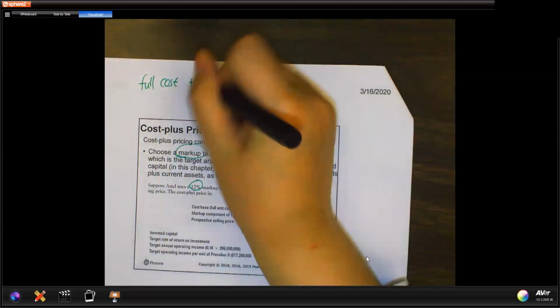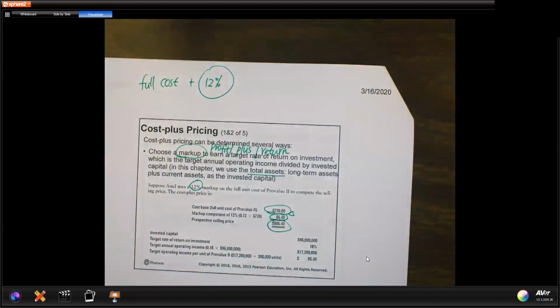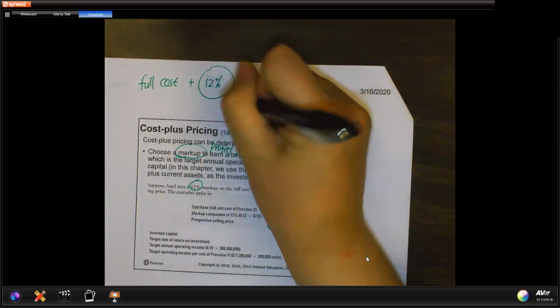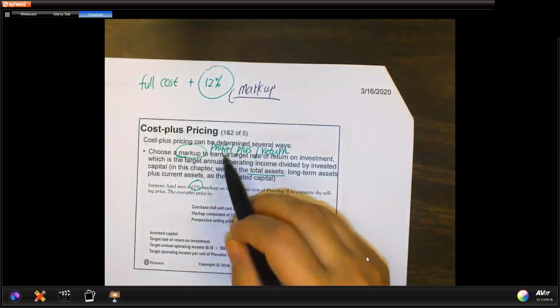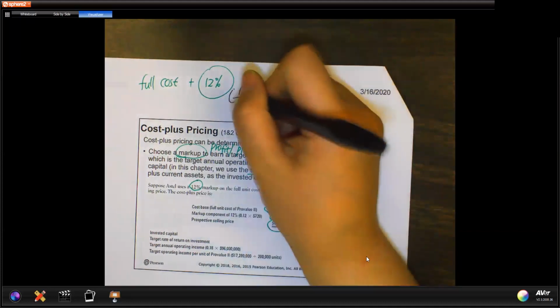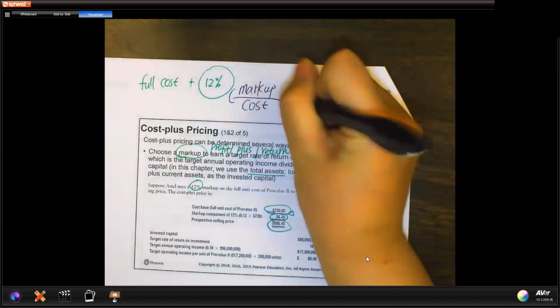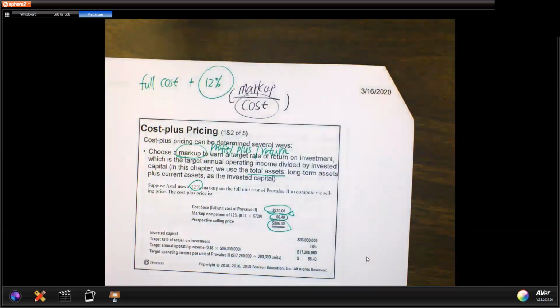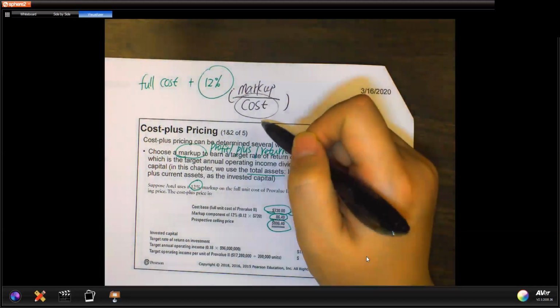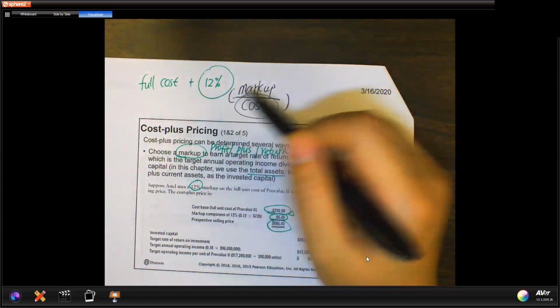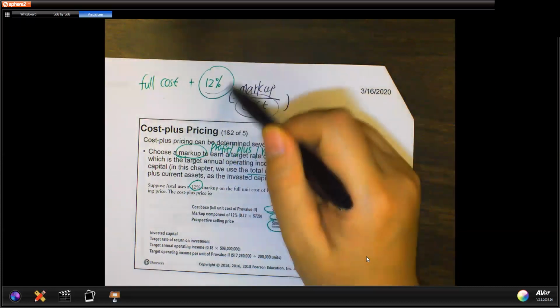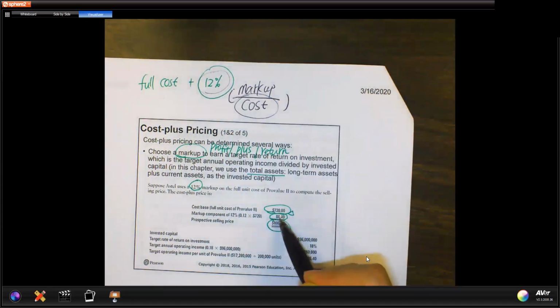How do you get the markup percentage? Markup percentage is your markup, which is your profit, your return, your plus, divided by your cost. Divided by your cost, not divided by your selling price. Markup divided by your cost is your markup percentage. So your markup will also be your cost times your markup percentage, which gives you the dollar amount.